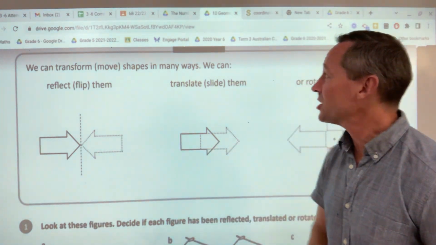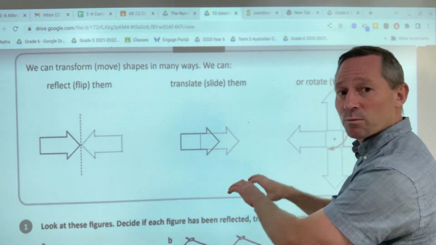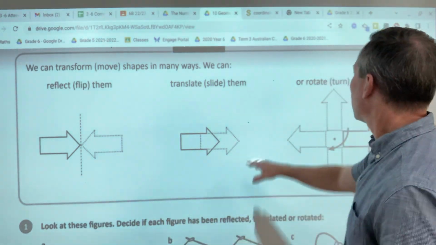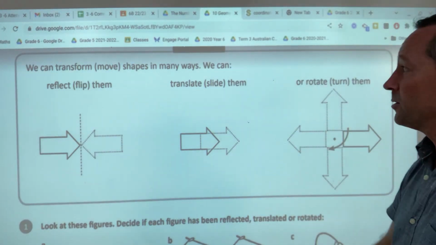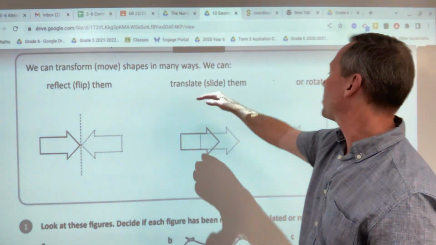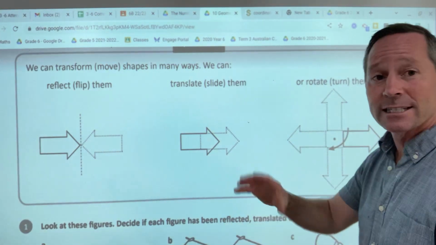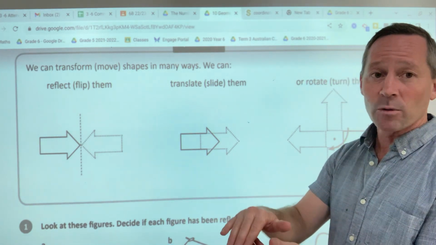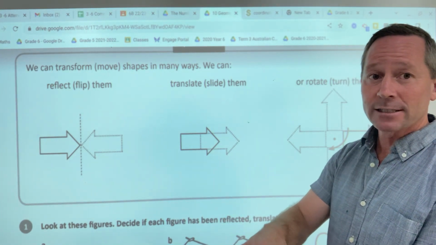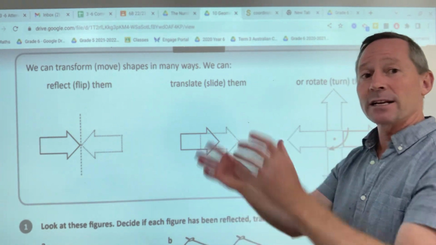So that's reflection. Translate is when you slide, it just moves across. And then we've got rotate, which is obviously to turn. So the proper words we want to use are reflect, translate, or rotate. Now often you might be asked to rotate something either 90 degrees clockwise or 90 degrees anti-clockwise. 180 degrees clockwise or 180 degrees anti-clockwise shouldn't make a difference.